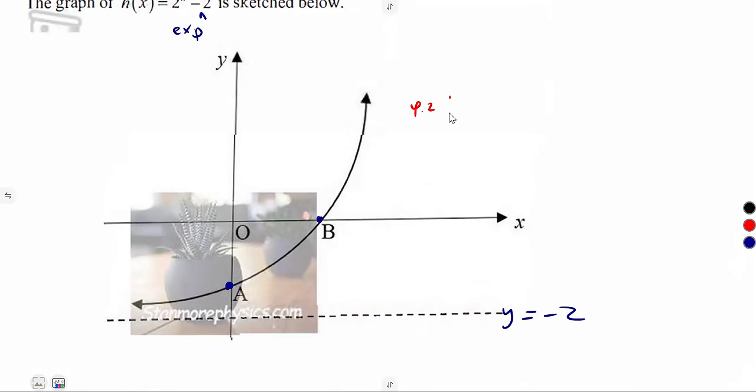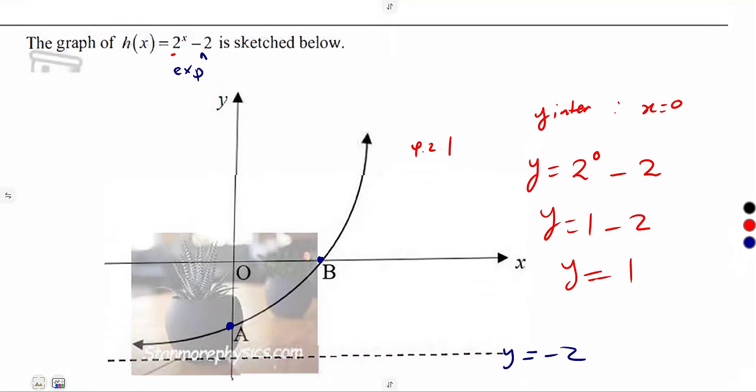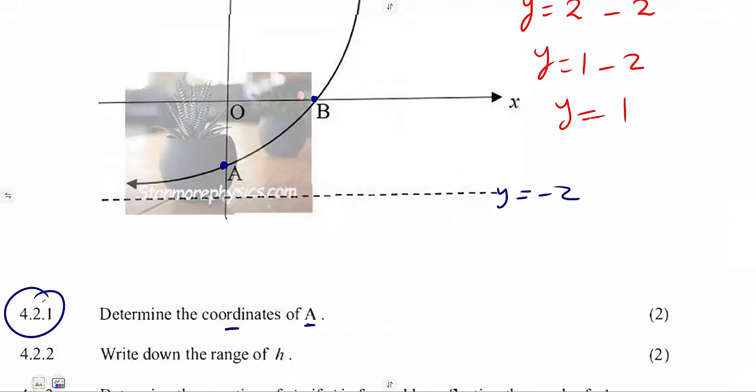So we can simply calculate this one. For the y-intercept, we understand that x must be equal to 0, all right? So when x is equal to 0, y is equal to what? You substitute into this: 2 to the exponent of 0, minus 2, that's 1 minus 2, which is minus 1. So y is equal to minus 1 at A, which is the y-intercept. So that's (0, -1). Remember, x is equal to 0 there.